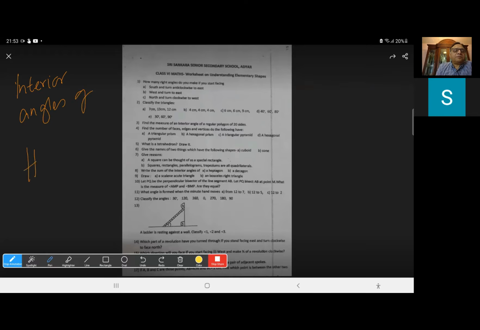What is a heptagon? A heptagon is a seven-sided figure, a seven-sided polygon. So if there are 7 sides, then how many triangles will be formed? How do you find it? You have to find the sum of interior angles of a heptagon. How will you find that?